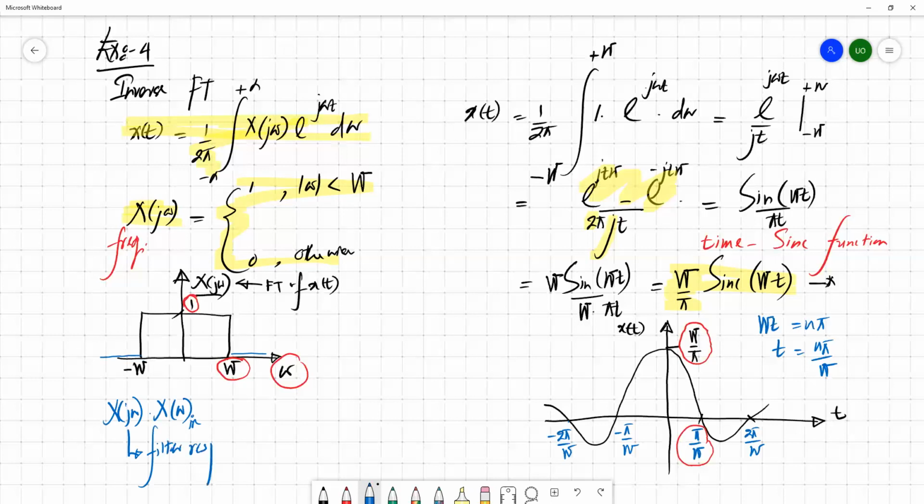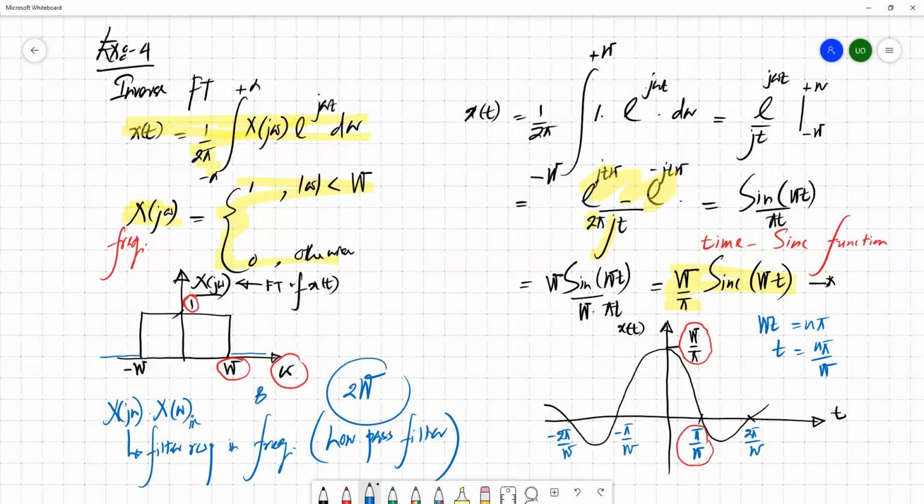Filter response in frequency domain. So this is a filter response in frequency domain. You can assume that this is a kind of low pass filter. Whatever the frequency components between 0 and W are simply passed. So we can basically assume that the bandwidth is 2 times W.